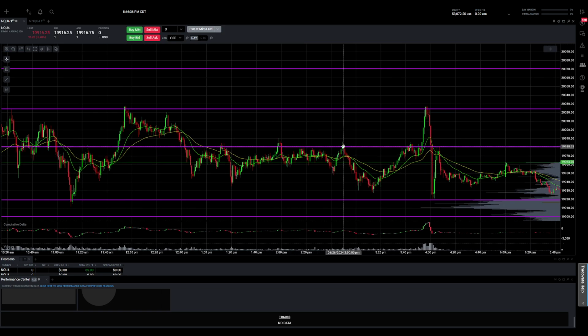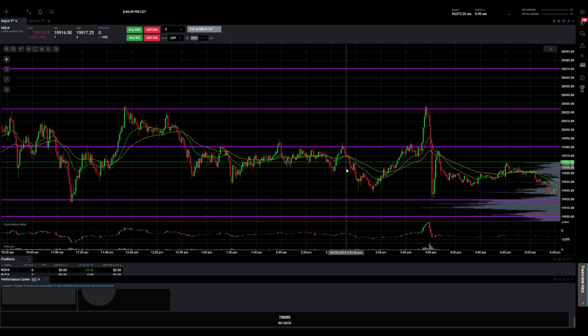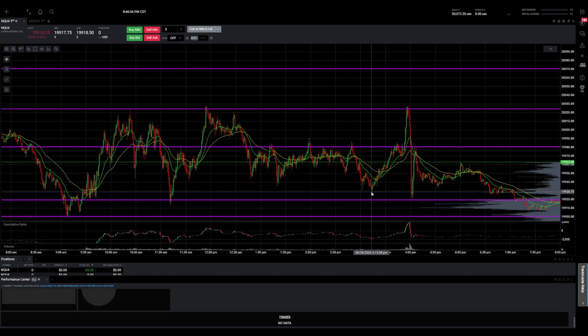And then right after it retested that 19980s, it actually ended up selling off right here. I took a short at this level because it rejected it very cleanly after coming back up. And then I took a short here. And then basically I took a profit just around 19,932s. And then from this point on, I didn't know exactly what was going on.